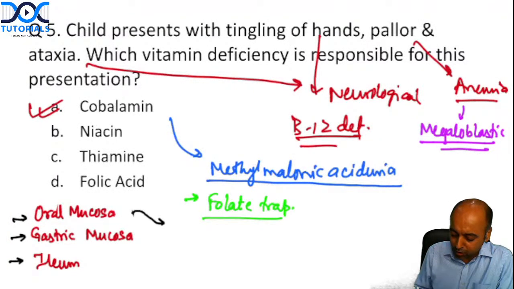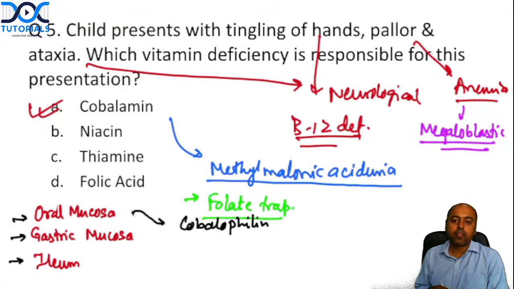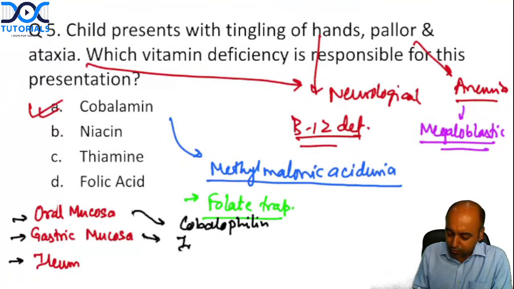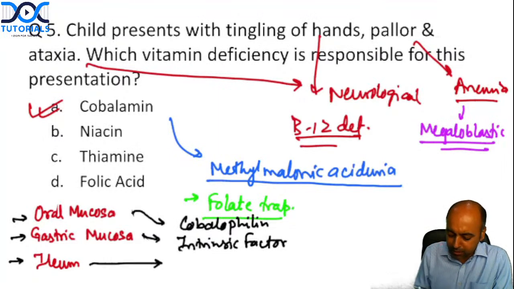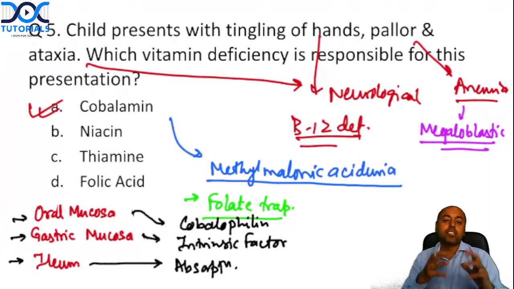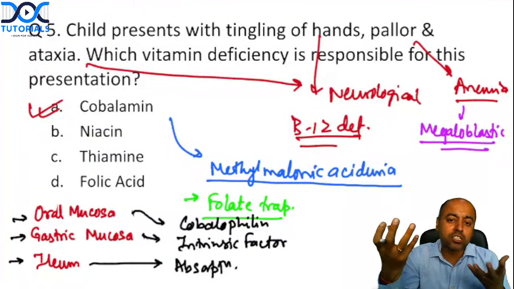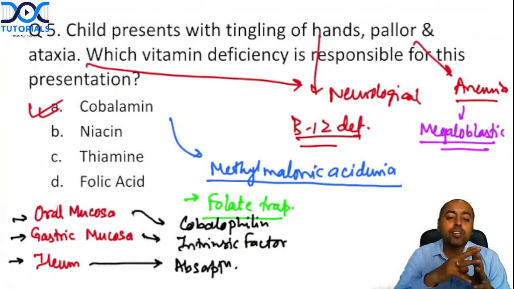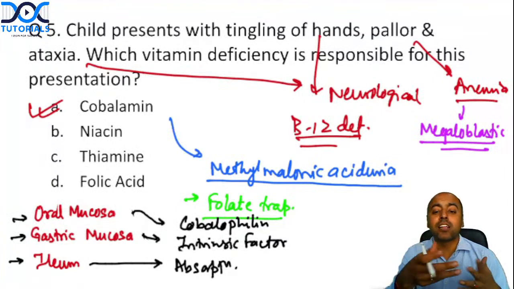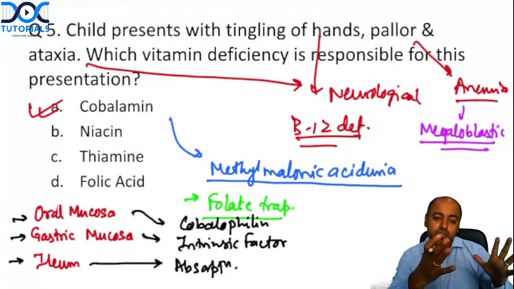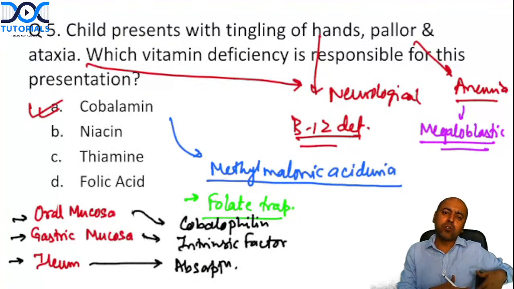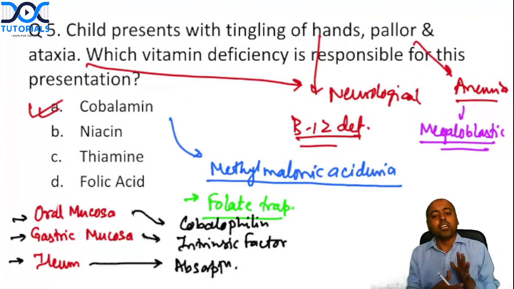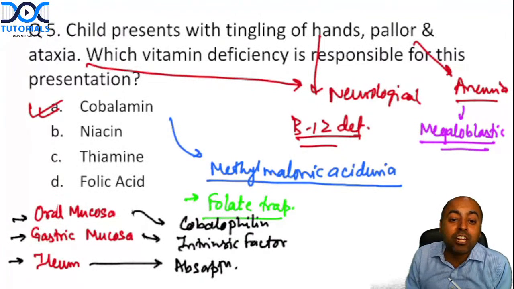The oral mucosa will give you the cobalamin-binding protein. The gastric mucosa will give you the intrinsic factor, and ileum is where the final absorption will take place. So if there is any damage in the oral mucosa, the cobalamin will not be released. If the gastric mucosa is not working, atrophic gastritis is there, again the intrinsic factor will not be released. And if you remove the ileum, let's say there is a penetrating abdominal trauma where the ileum and the jejunum have to be resected, again the absorption of B12 will not take place.